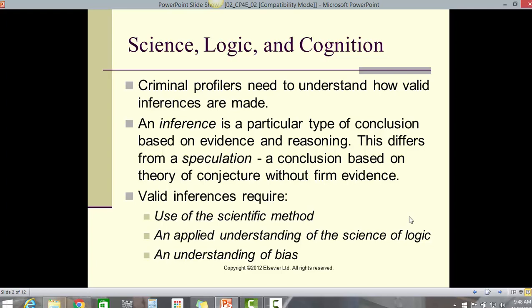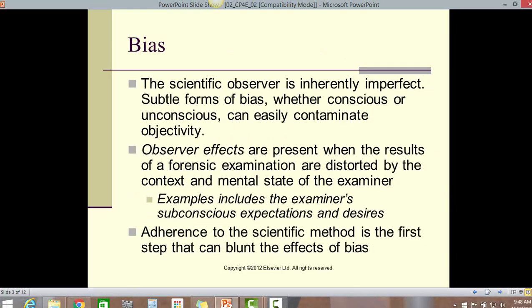This differs from a speculation, a conclusion based on a theory or conjecture without firm evidence. Valid inferences require use of the scientific method, an applied understanding of the science of logic, and an understanding of bias. Bias. The scientific observer is inherently imperfect.